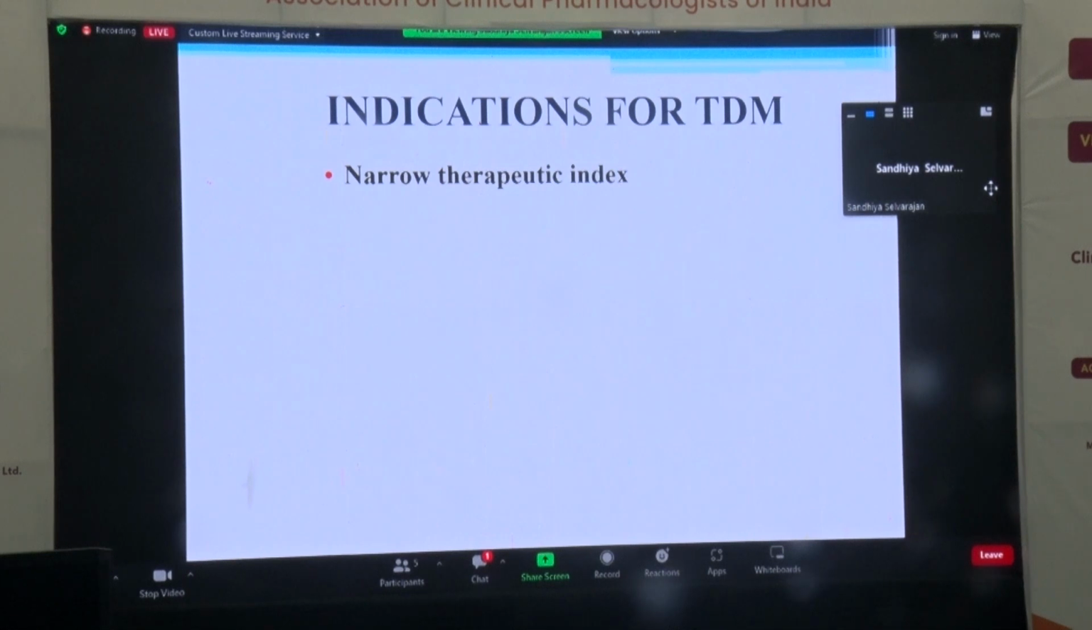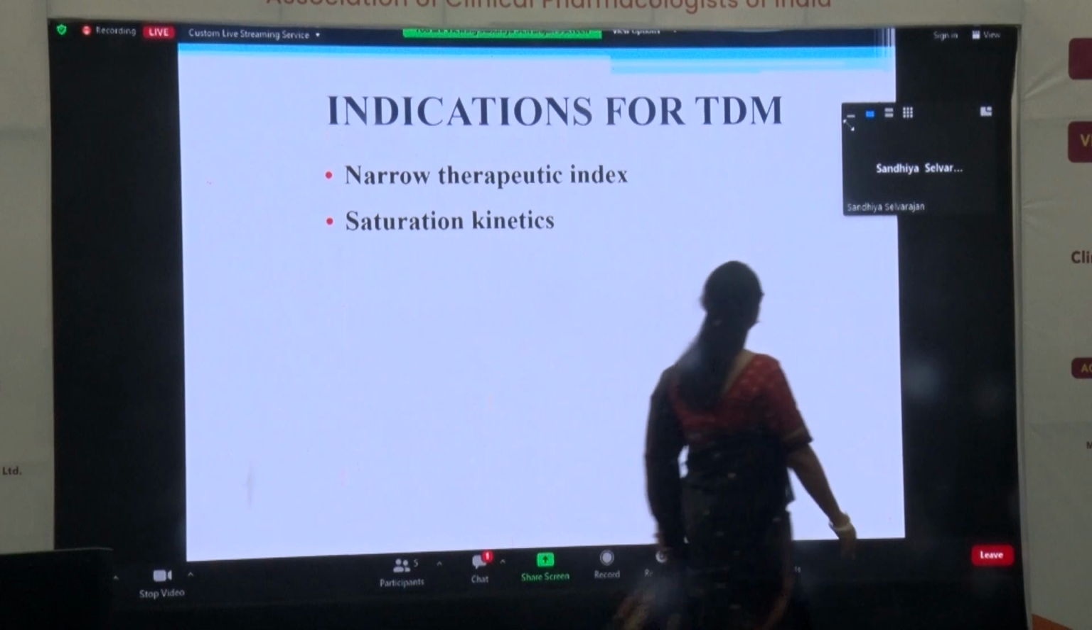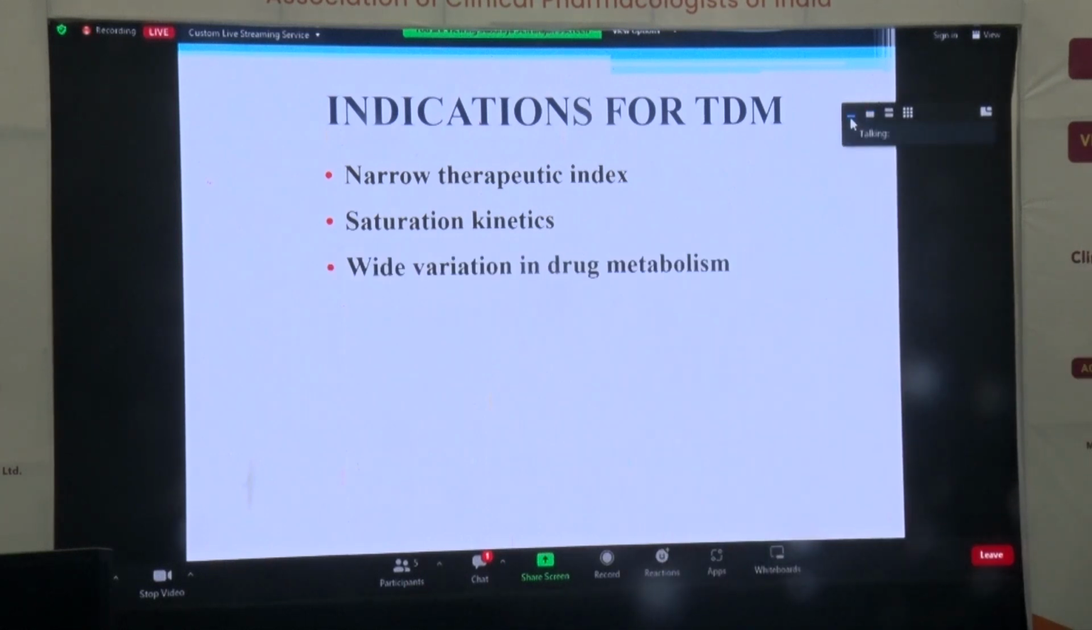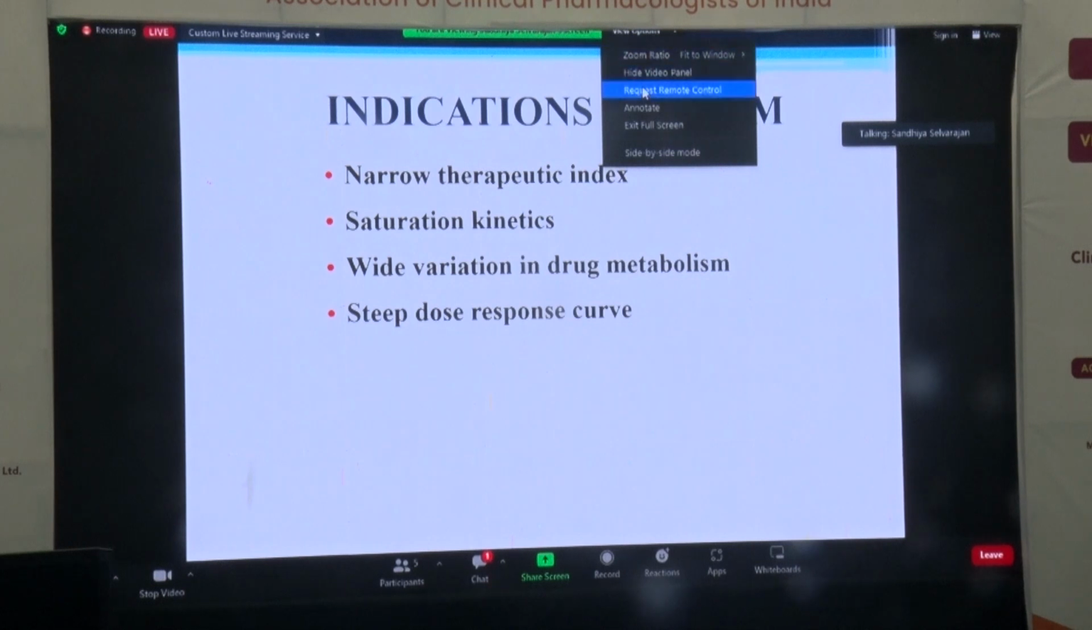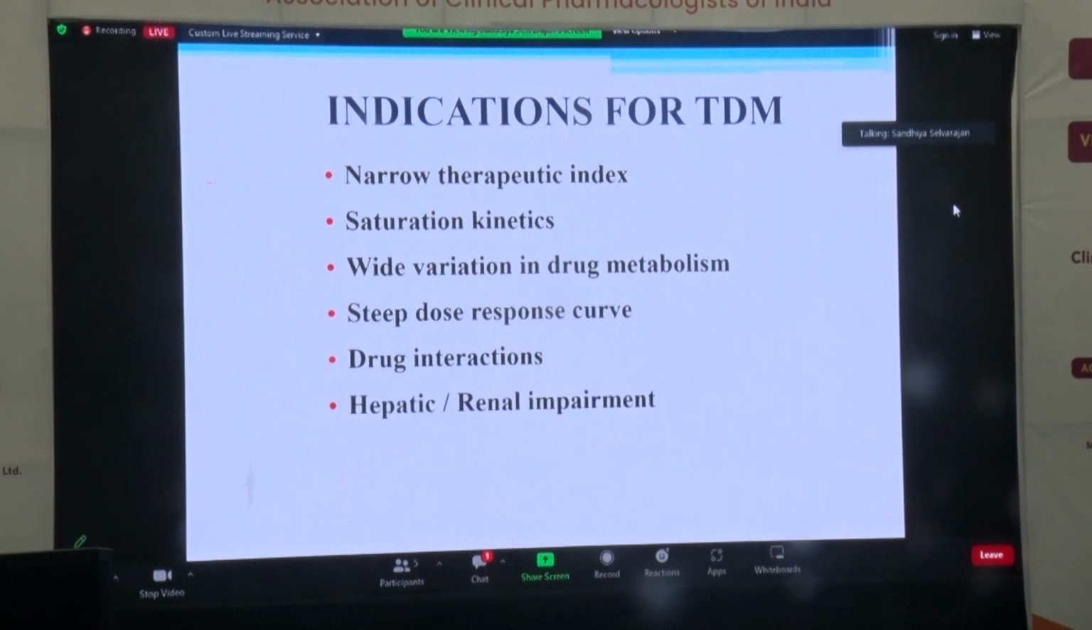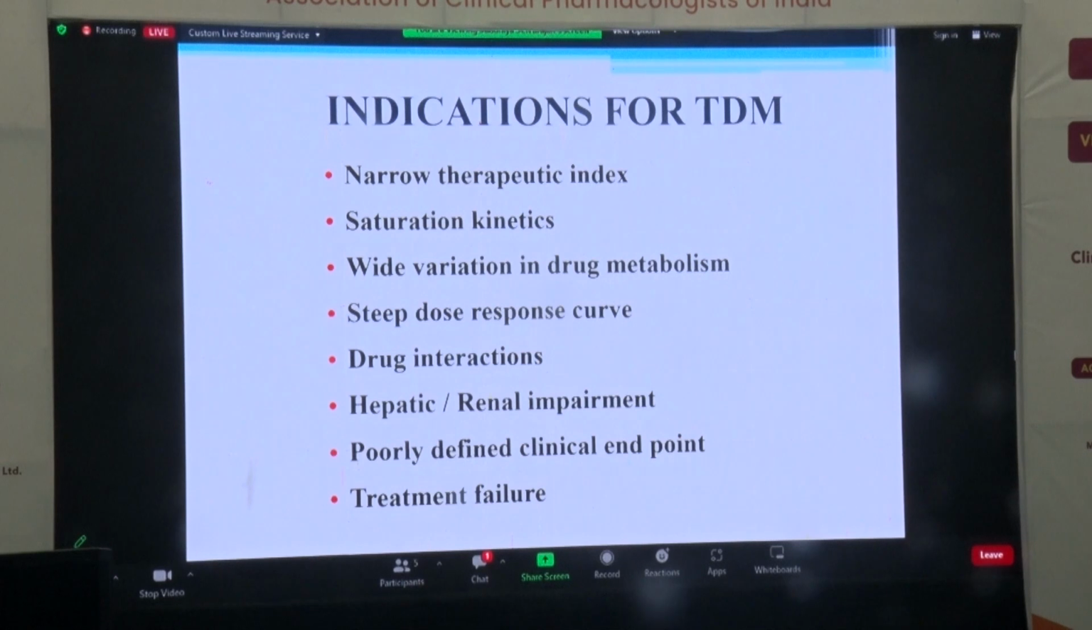So can we do TDM for all the drugs? Can we measure the plasma concentration and adjust the dose for all the drugs? No, that's not possible. Only for a few drugs can we do TDM. So what are those drugs? What are the indications? Those drugs which have a narrow therapeutic index, zero order kinetics, which show wide variation in the metabolism of the drug, drugs which undergo lots of interaction when multiple drugs are given, in patients with hepatic or renal impairment, if the particular impairment is known to affect the metabolism or elimination of the drug, in the presence of a poorly defined clinical endpoint, or if there is treatment failure.